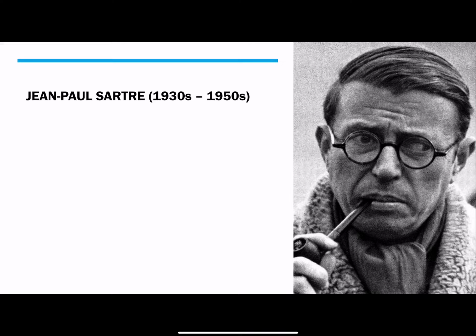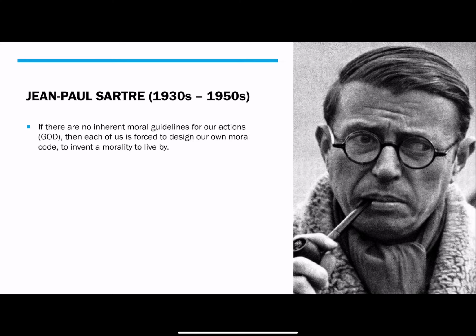And hopefully you can appreciate that those ideas of a world without order, without purpose, without structure, without meaning, make a lot more sense after World War II, where you see the senseless destruction, where you see the utter immorality and savagery and depravity of genocide and atomic bombs and civilian killing, so on and so forth. It makes sense why existentialism would start to become a more prominent philosophy. So this is what Sartre thought, and he is an existentialist. These are like the typical textbook definitions of existentialism. He says, if there are no inherent moral guidelines for our actions, right, if God is truly dead, then each of us is forced to design our own moral code to invent a morality to live by.